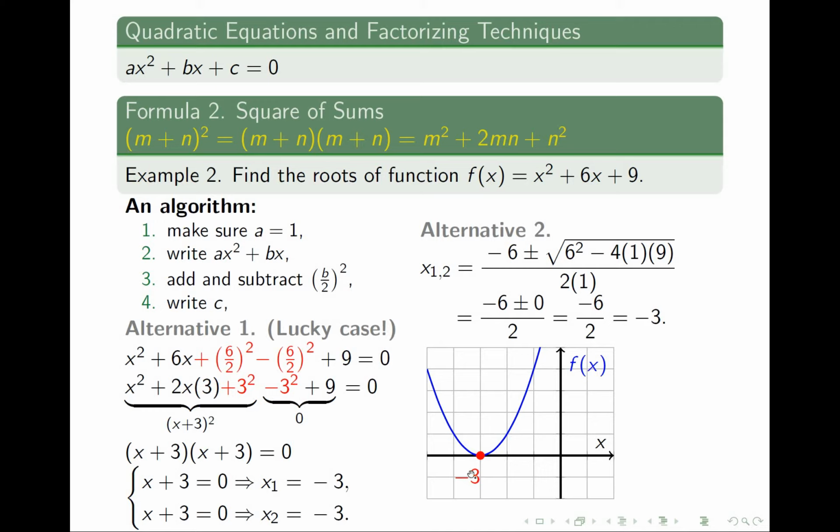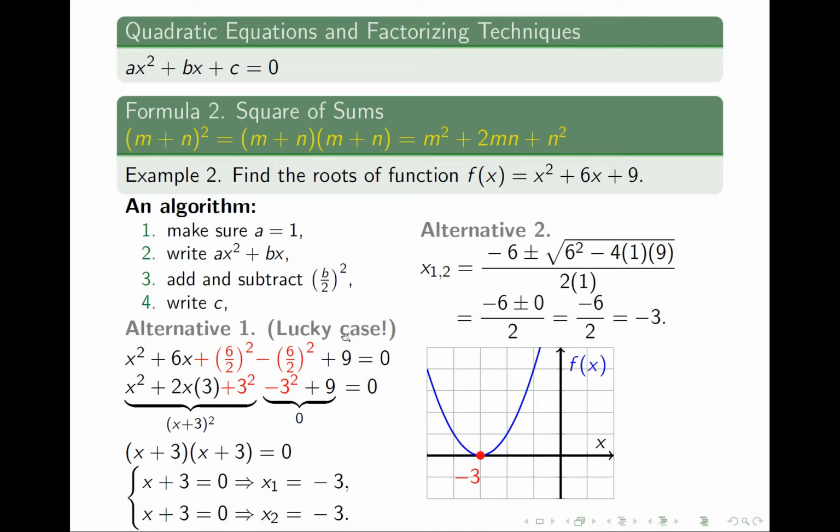And again, if we draw the graph, we will see that this graph has a smiley shape, and it touches the x-axis at the point minus 3. It doesn't cross, it touches. So again, we can see the vertex of this graph, which has coordinates minus 3 and 0, because x is minus 3 and y is equal to 0.